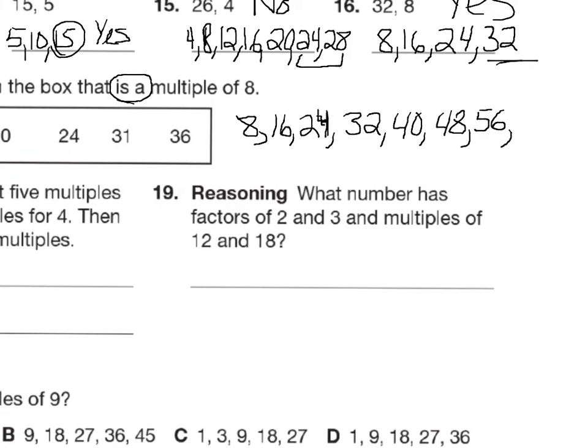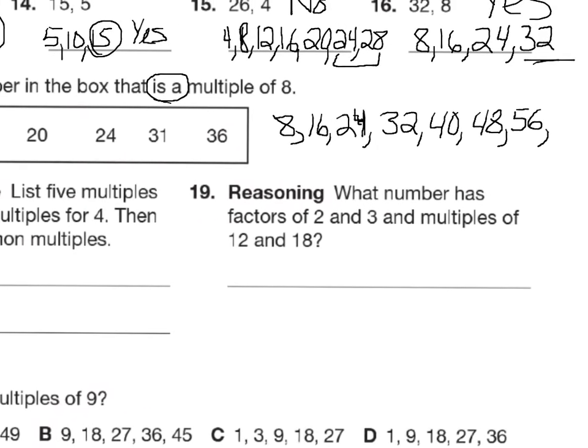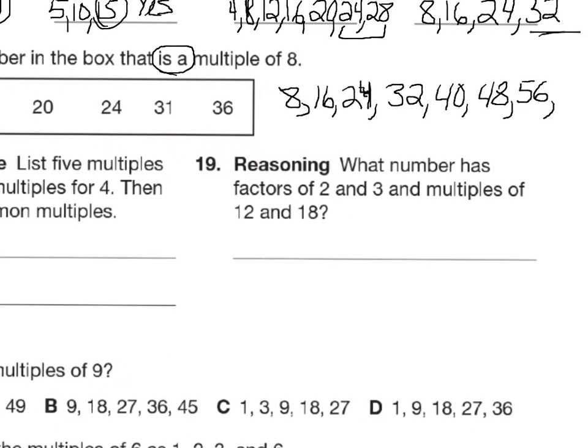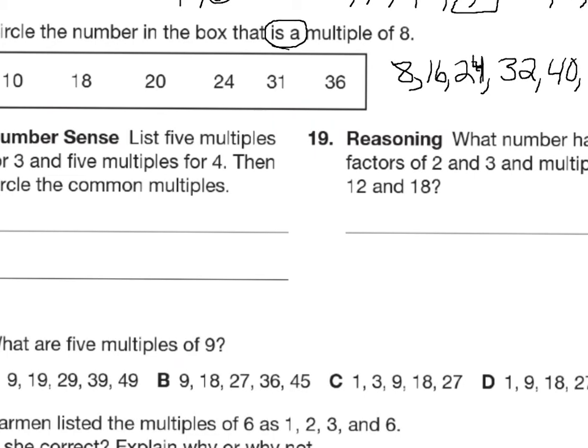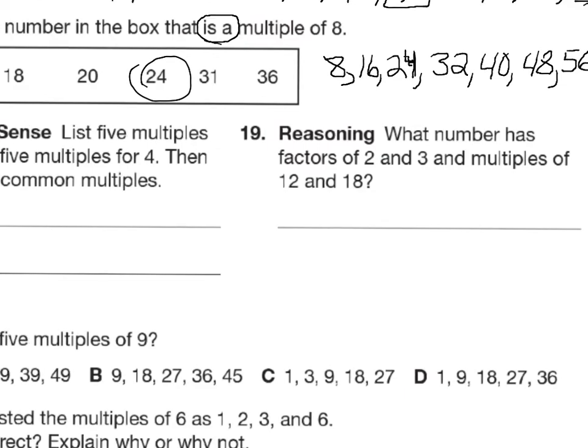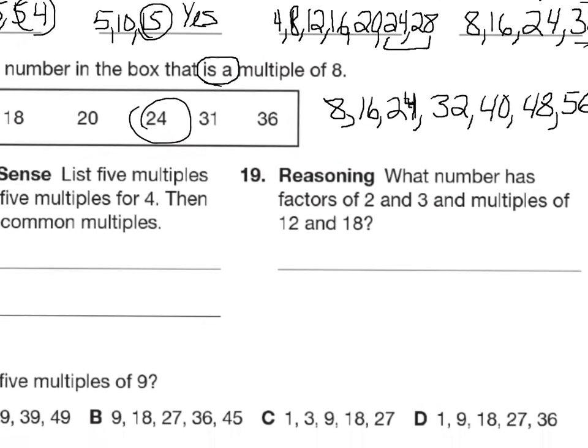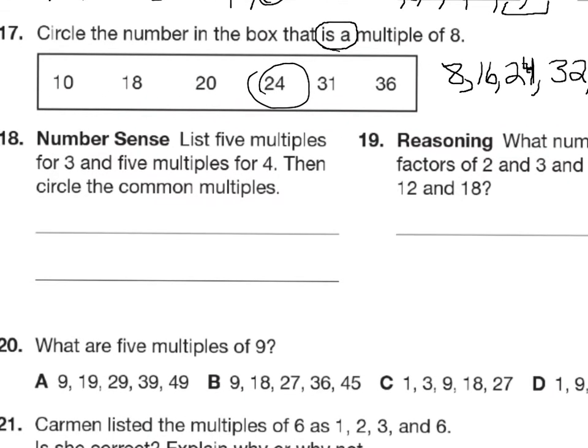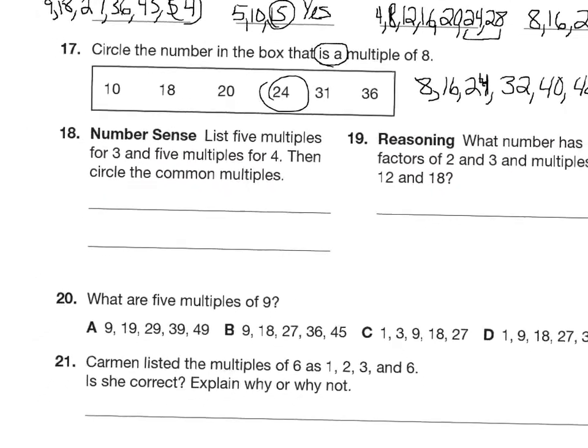18? Don't have 18 listed. 20? Don't have 20 listed. 24? Yes, we do have 24 listed. And let's just make sure. Go back. Is 31 listed? Nope. And is 36 listed? No, it's not. So 24 is our answer.